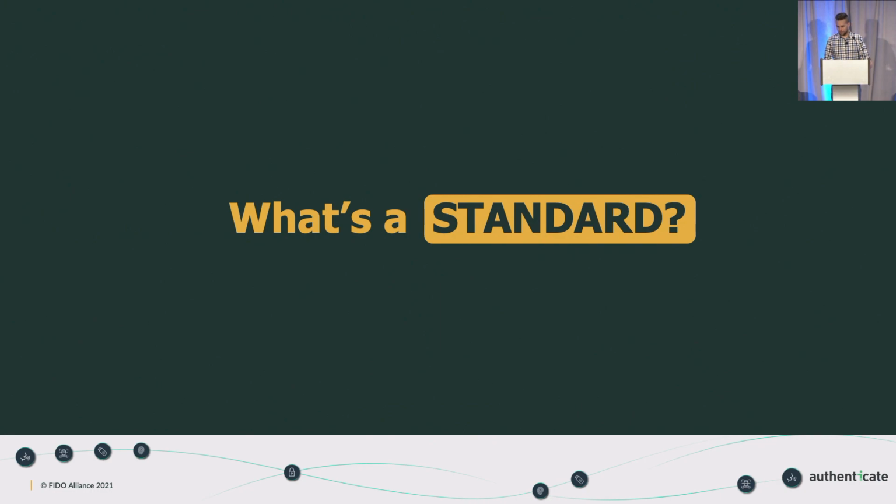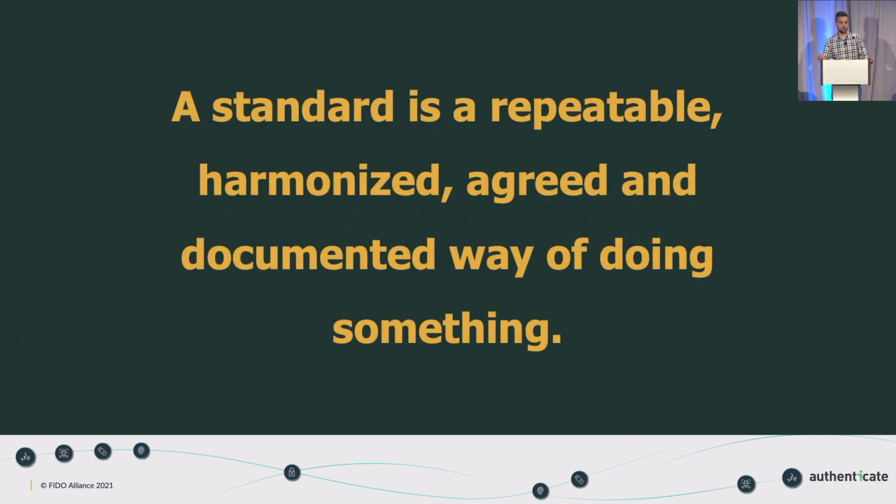So unfortunately, there's not a standard definition for a standard, which I think is funny, but we're going to use this one because I like it a lot. A standard is a repeatable, harmonized, agreed and documented way of doing something. So to take this out of the abstract, we're going to use a real-world example. So this morning, I was making a protein shake, and I plugged my blender in, and it just worked. And that was awesome. I'm sure you do something similar every day. You plug something into an outlet, and it just works.